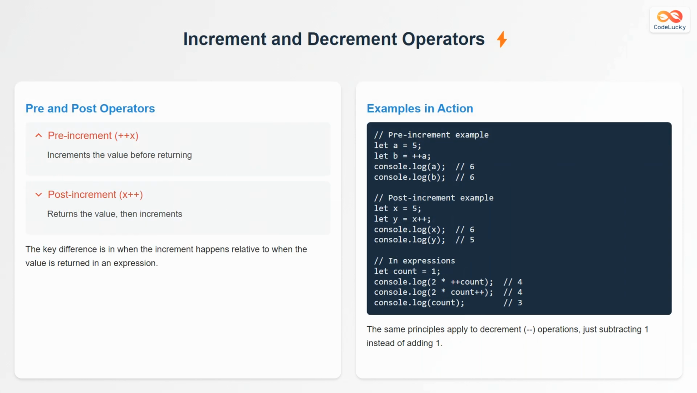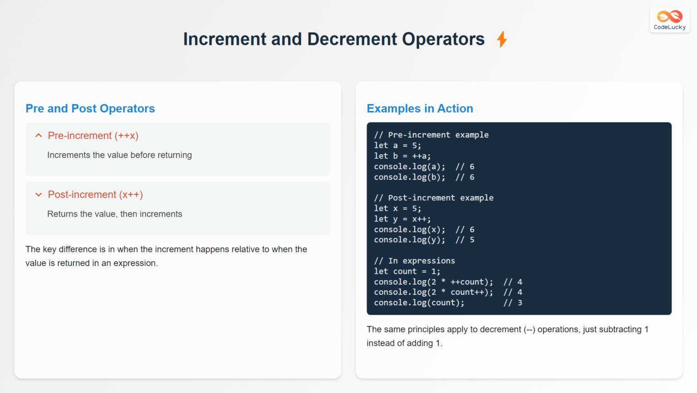Now let's explore increment and decrement operators in JavaScript, which are useful for changing the value of a variable by 1. These operators come in two forms: pre and post. Pre-increment, denoted by ++x, increments the value of x before it is used in the expression. Post-increment, denoted by x++, returns the current value of x and then increments it.